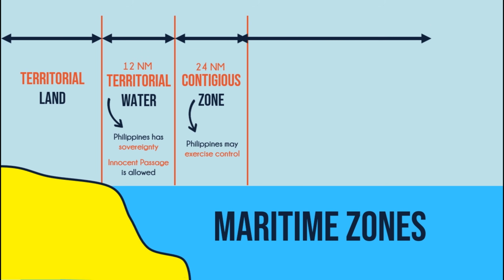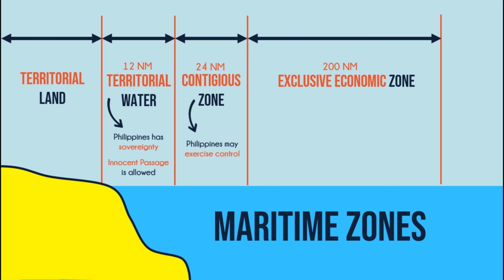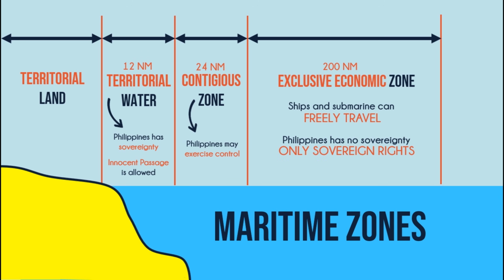Extending up to 200 nautical miles is what we call the Exclusive Economic Zone, also known as the EEZ. In this zone, ships and submarines from other countries can freely travel without any permission. However, this is under the condition that they are just passing by and not taking any resources. Under the UNCLOS, the Philippines has no sovereignty and only has sovereign rights over its EEZ.